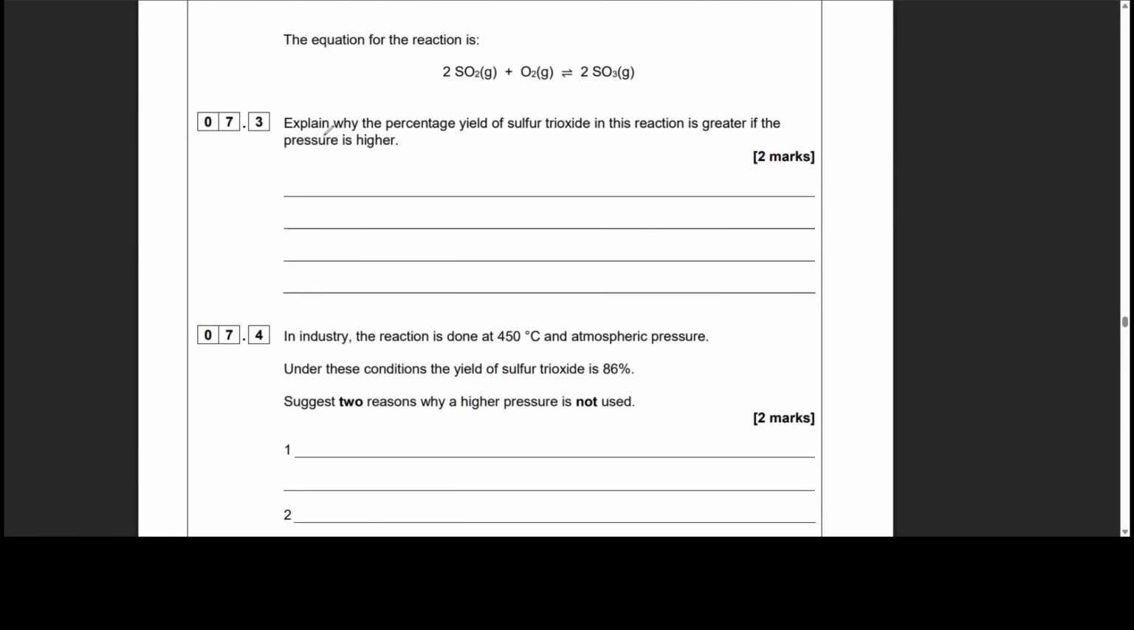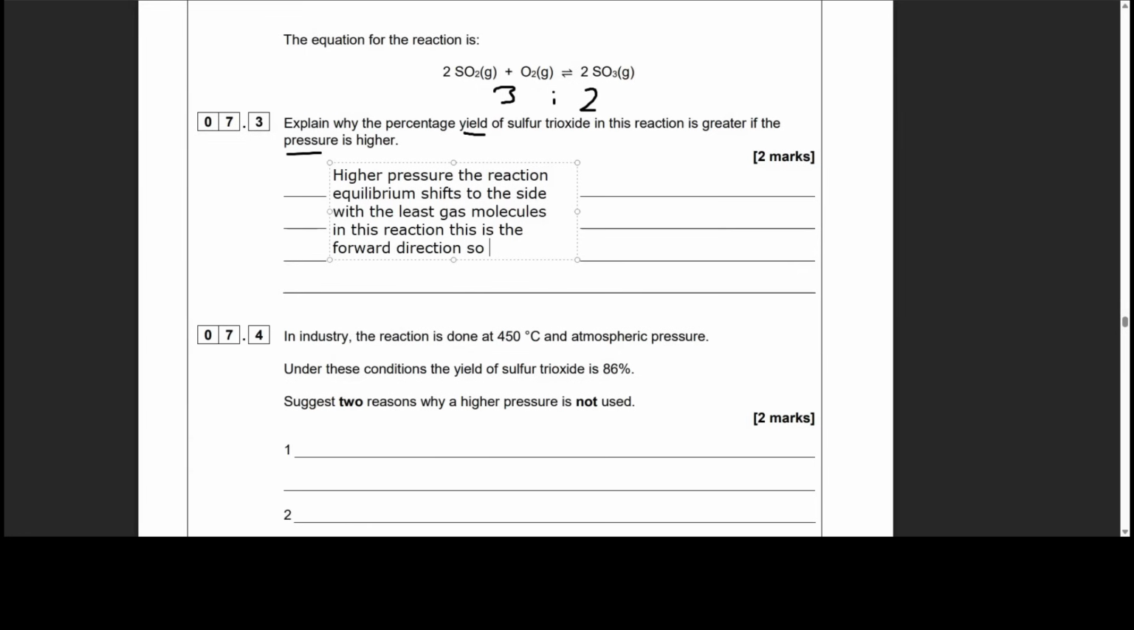When we're talking about pressure and yield, what we need to do for a reversible reaction is count up the gas molecules on each side. So we've got two sulfurs and one oxygen. That's three. And on this side, we've got two lots of sulfur trioxide. That's two. You're just counting up the big numbers, not the little numbers. So it's 3-2. So why is the percentage yield in this reaction greater if the pressure is higher?